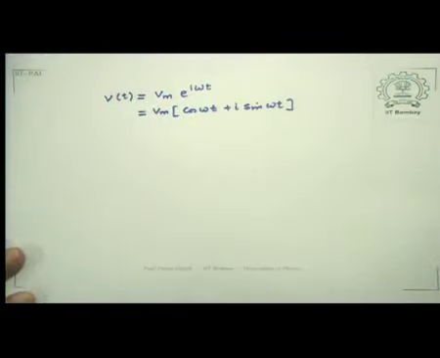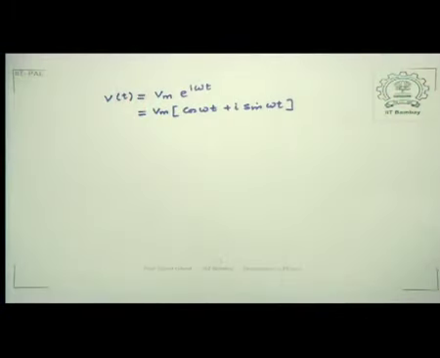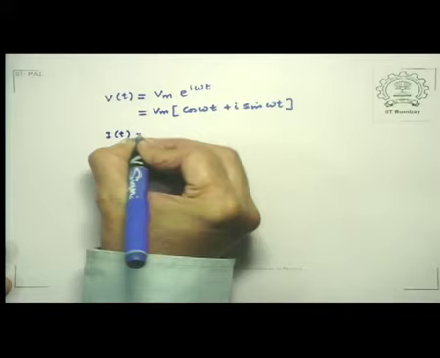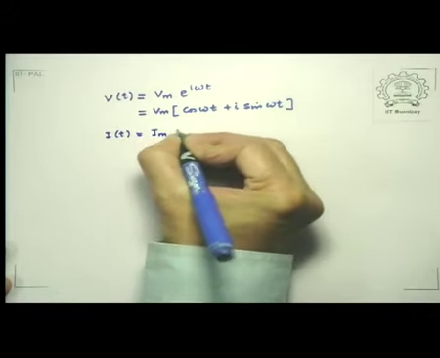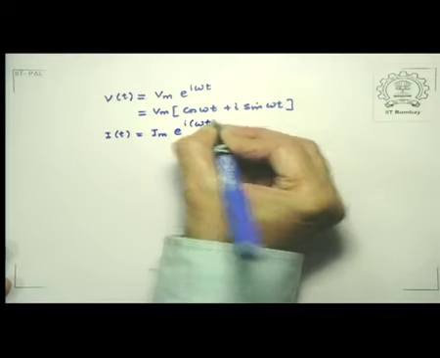The reason for taking Vm e to the power i omega t instead of the cosine or the sine is that mathematically, exponential functions are much easier to deal with than trigonometric functions. So we'll carry on with the calculations assuming the exponential functions, and at the end, we'll take the real part or the imaginary part, as the case may be. Now, if you do that, then the corresponding I of t would be given by Im e to the power i (omega t plus phi).